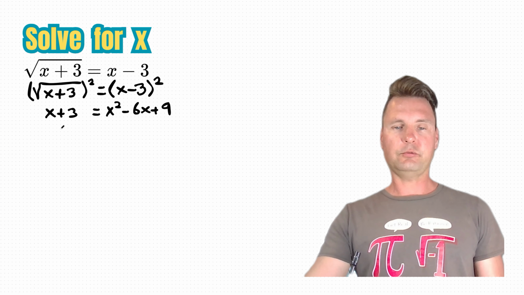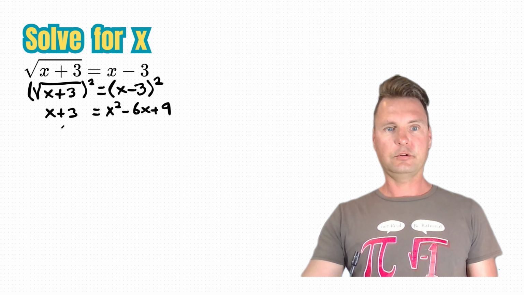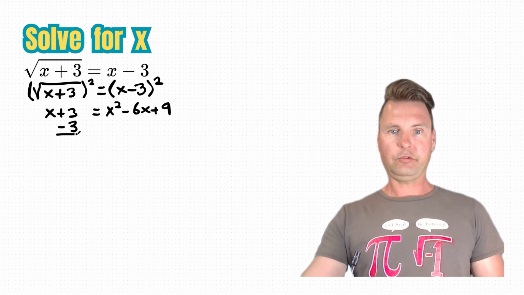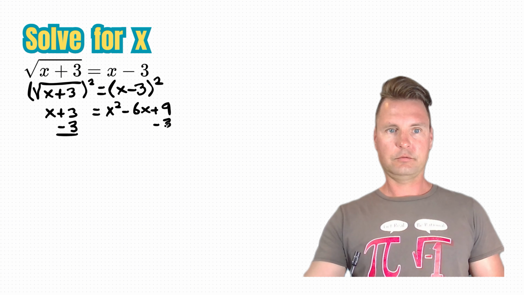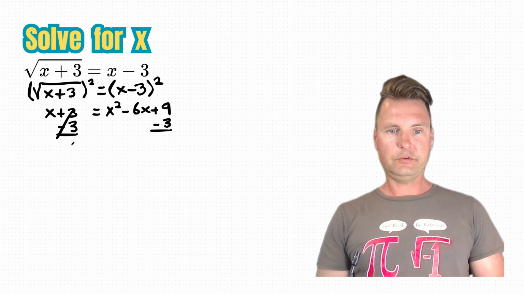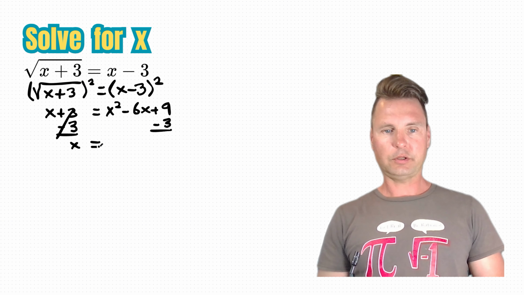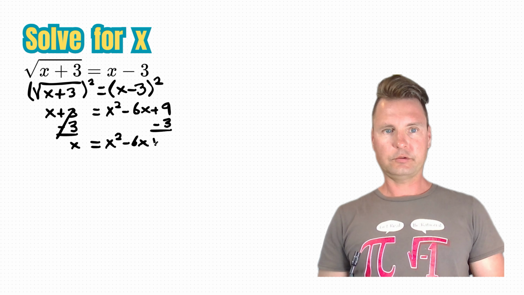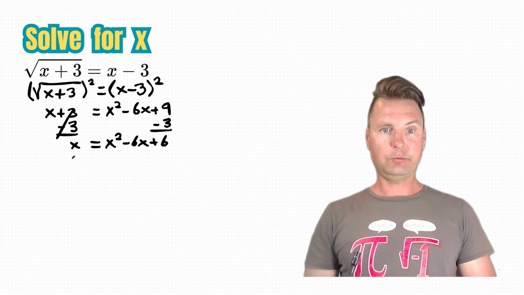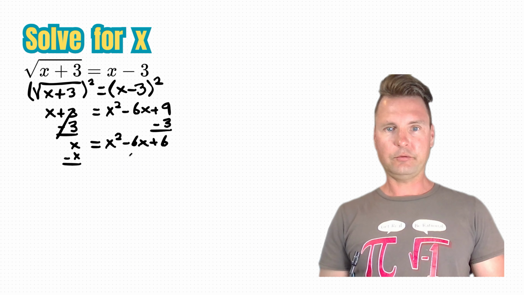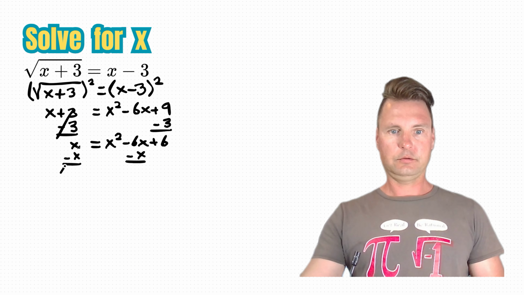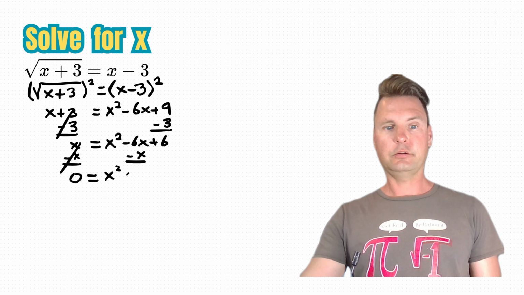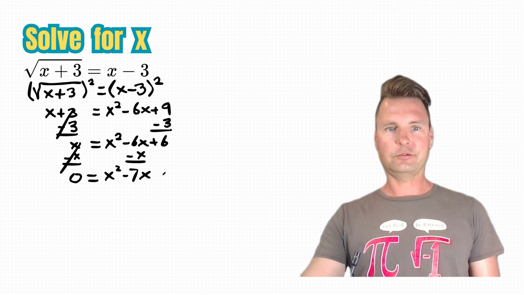Now, let's bring everything to the right side and get 0 on the left side. We'll start by subtracting 3 from both sides, so we can cancel out the plus 3 on the left. The 3's cancel out, and we get x equals x squared minus 6x plus 6. Then we'll subtract x from both sides to cancel out the x on the left, and then we are left with 0 equals x squared minus 7x plus 6.